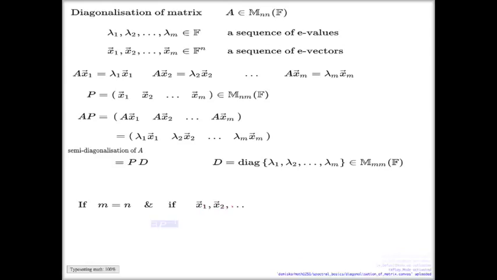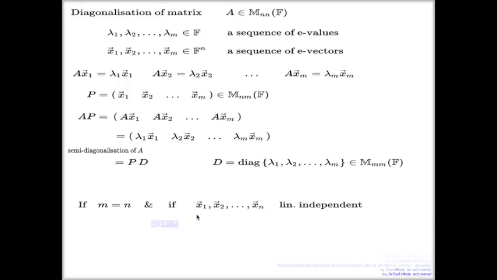The second requirement, a bit harder to achieve, is that these n vectors are linearly independent. If you have this extra requirement, first that you have n eigenvalues, and second that the eigenvectors, all n of them, are linearly independent, then this identity AP equals PD will now be a full diagonalization identity. And the reason for that is just about to follow.